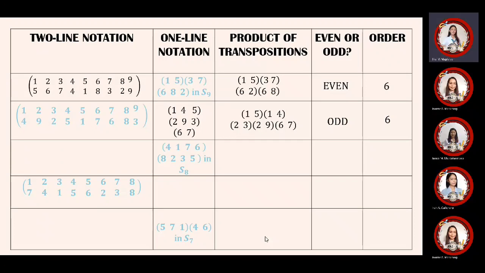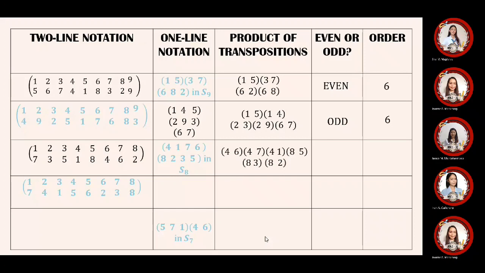So for number 3, this is the two-line notation. 1 maps to 7, 2 maps to 3, 3 maps to 5, 4 maps to 1, 5 maps to 8, 6 maps to 4, 7 maps to 6, and 8 maps to 2. So for the product of transpositions, we have (4 6), (4 7), (4 1), (8 5), (8 3), and (8 2). Since we have 6 transpositions, it is even, and the order is 4 since we have a cycle of length 4 in the one-line notation.